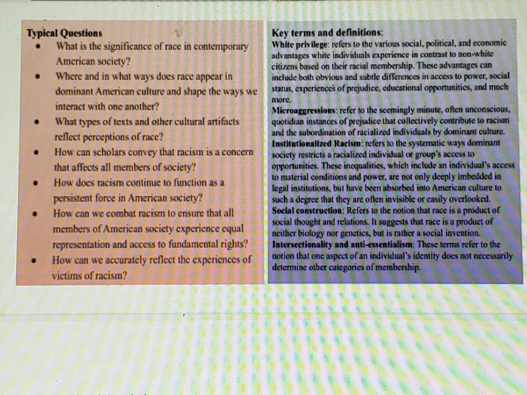Institutionalized racism refers to the systematic ways dominant society restricts a racialized individual or group's access to opportunities. These inequalities, which include an individual's access to material conditions and power, are not only deeply embedded in legal institutions, but have been absorbed into American culture to such a degree that they are often invisible or easily overlooked. Social construction refers to the notion that race is a product of social thought and relations. It suggests that race is a product of neither biology nor genetics, but is rather a social invention.